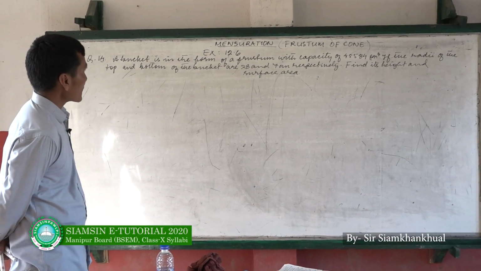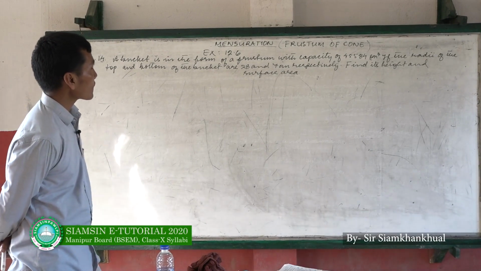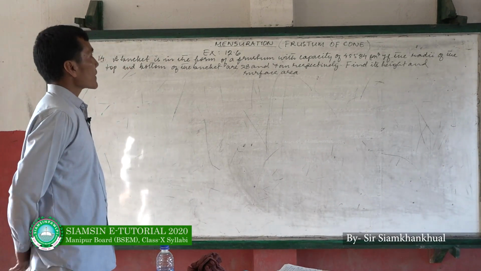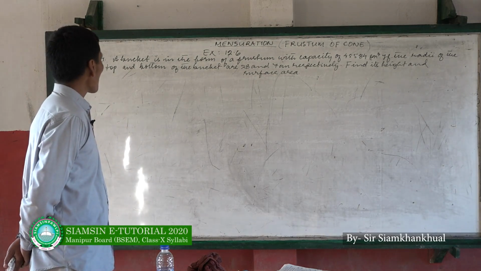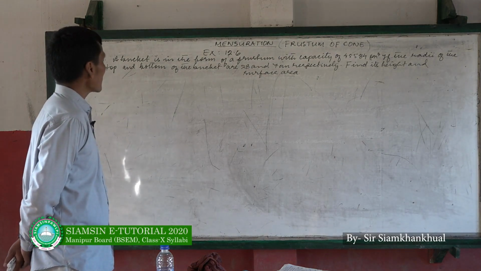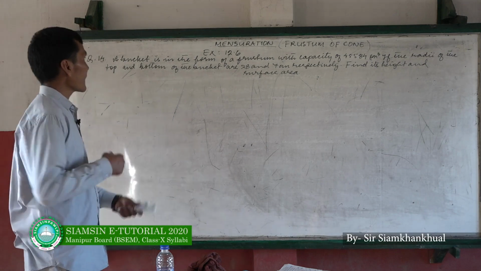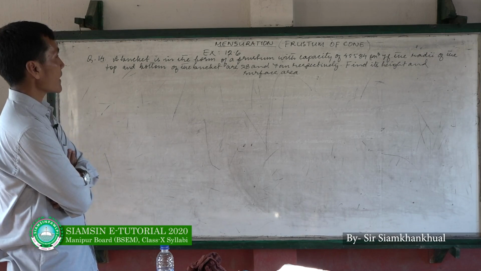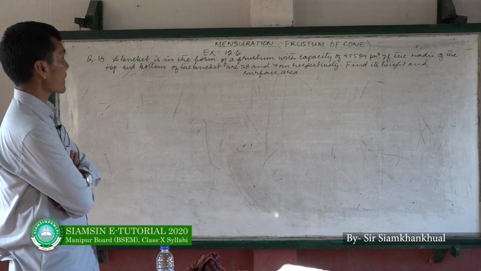A bucket is in the form of a frustum with capacity of 4.5584 cm³. If the radius of the top and bottom of the bucket are 28 and 7 cm respectively, find its height and surface area.